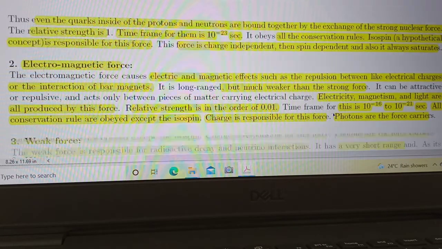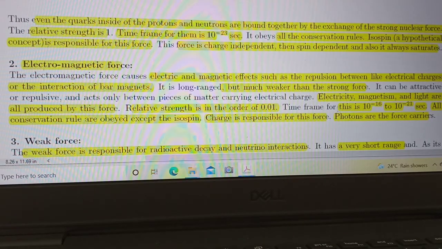Next we are going to the electromagnetic force. The electromagnetic force causes electrical and magnetic effects, such as repulsion between like electrical charges or the interactions of bar magnets. It is long ranged but much weaker than the strong force. It is attractive or repulsive and acts only between pieces of matter carrying electric charge. Electricity, magnetism and light are all produced by this force.